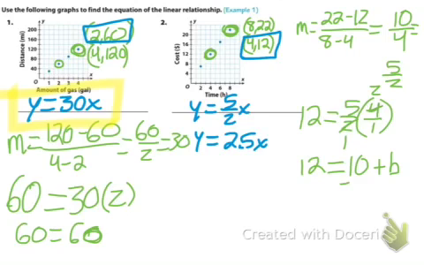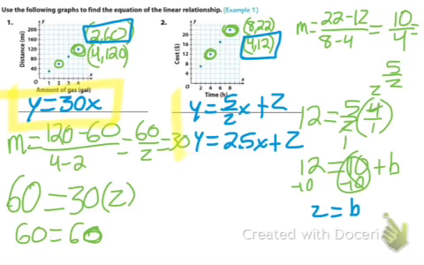So we have to add our y-intercept. Now we get b by itself. Subtract 10 on both sides. These cancel. And b equals 2. So our equation is y equals 5 over 2x plus 2, or y equals 2.5x plus 2. Either of these work, they're the exact same thing.